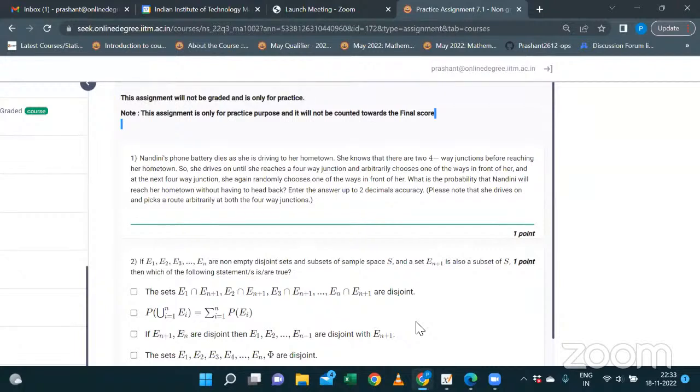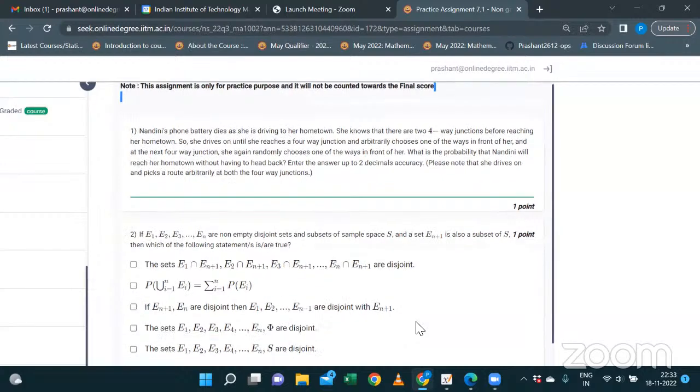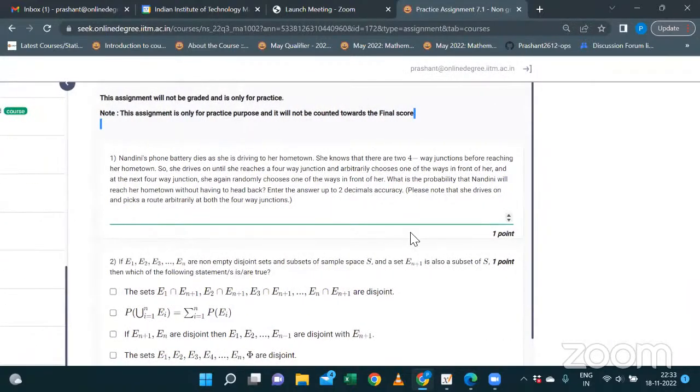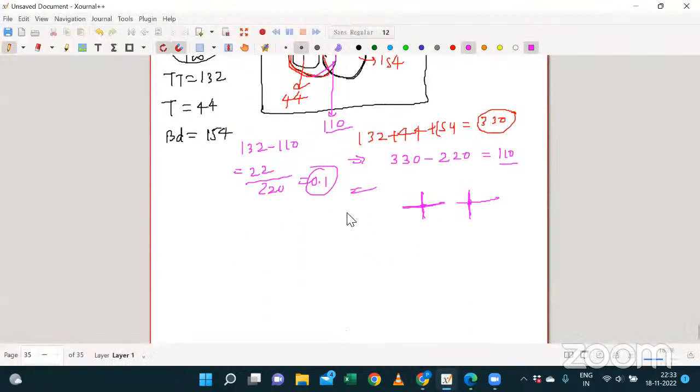Yes. Accordingly, you can compute the probability. Okay, please explain that. So it's a simple probability, right? She will get two four-way junctions, correct? Yeah. But see, suppose she reaches the first four-way junction, okay? In how many ways can she choose to go to her home? Three ways. Only one way, sir? There will only be one correct way, yeah, but there will be three ways.